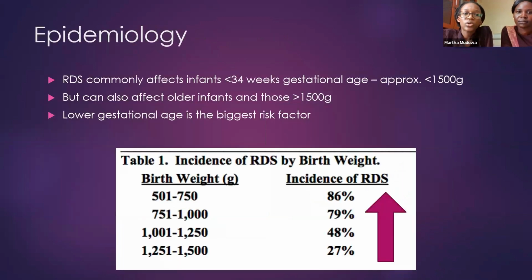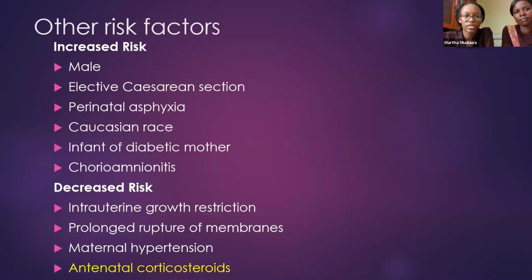mentioned earlier. So RDS affects infants under 34 weeks. So that's preterm infants that we had mentioned, and it's worse with decreased weight, or it's also worse with a lower gestation age. So as you can see with this graph, the smaller you are, the higher your incidence of RDS. So if a baby is 751 grams, then they have about a 79% incidence of RDS in that group. So the smaller you are, the younger you are, the earlier you're born, the higher your chances of developing RDS.